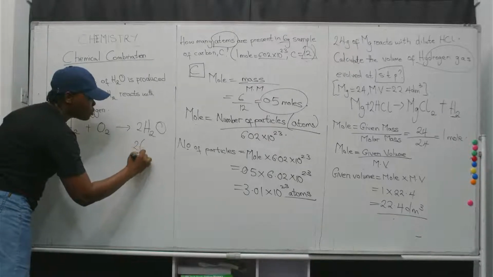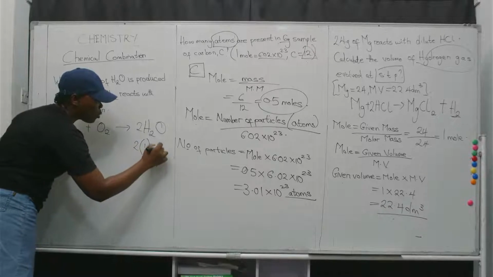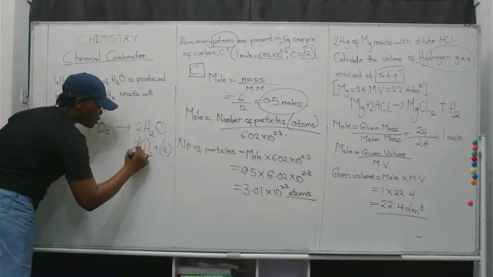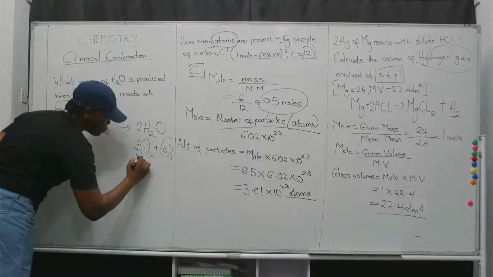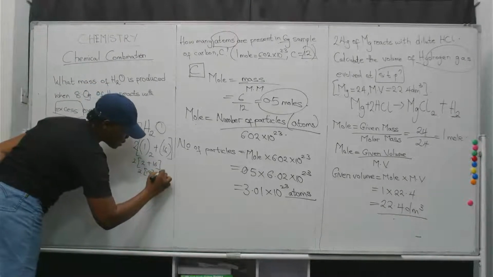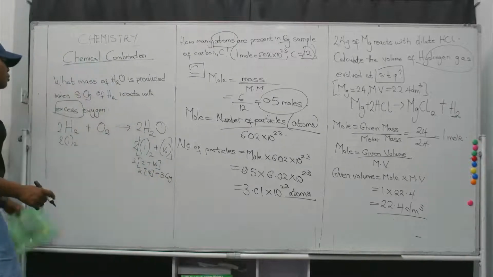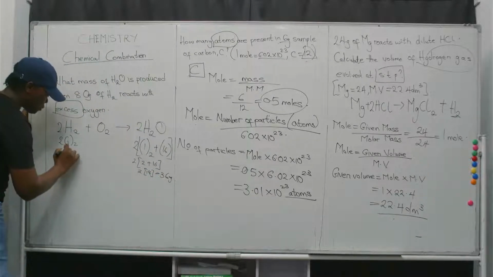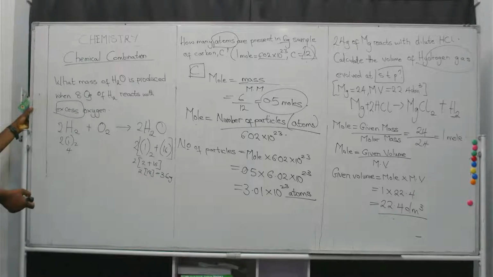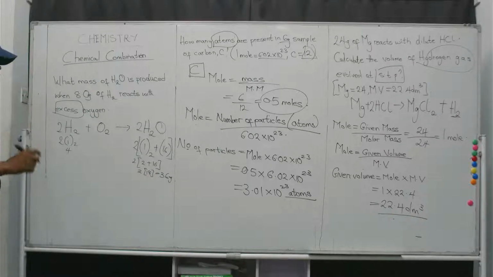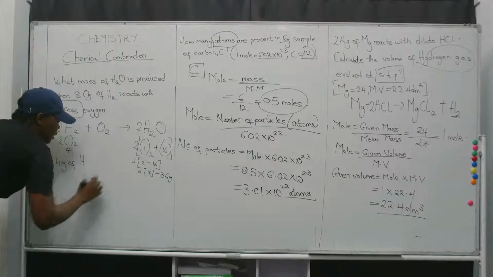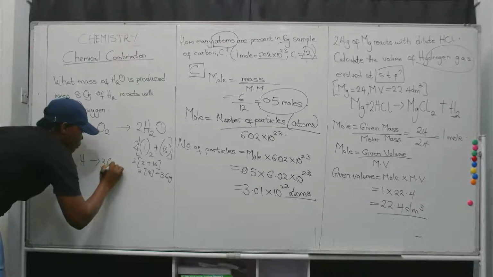2, this is 1, 2 plus atomic mass of oxygen, 16. So 2 into bracket 2 plus 16. That's 2 into bracket 18. And that is 36 grams. And this is 4. That means 4 grams would produce 36 grams of water. So 4 grams of hydrogen can produce 36 grams of water.